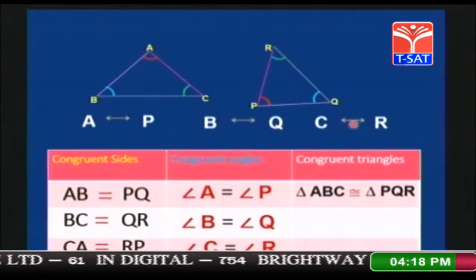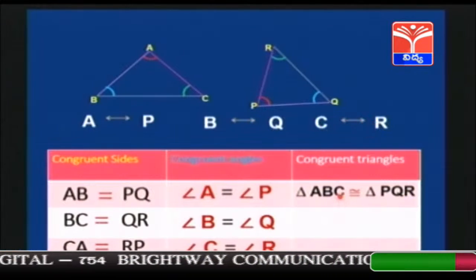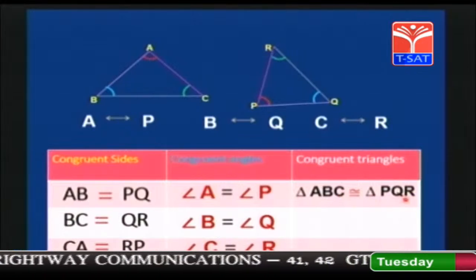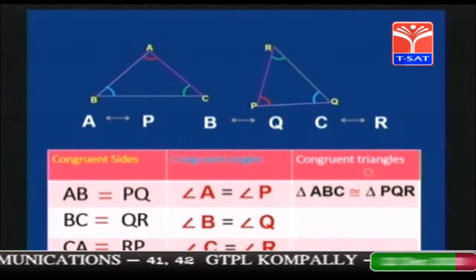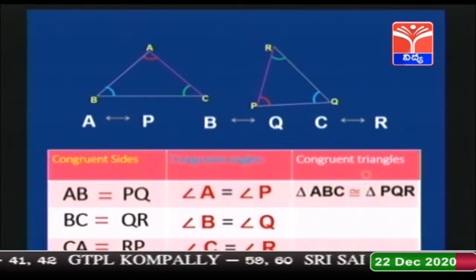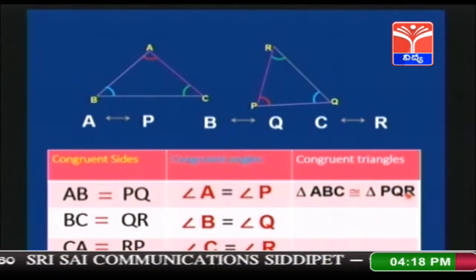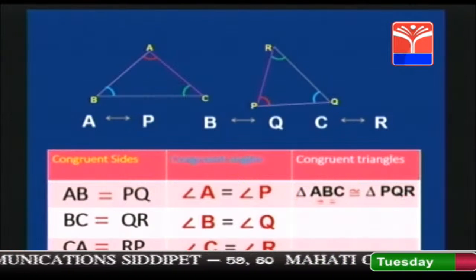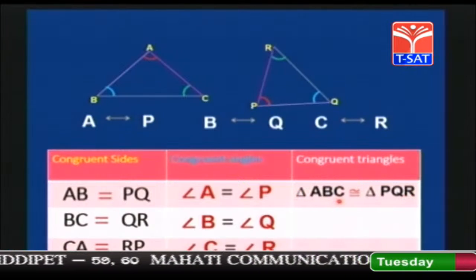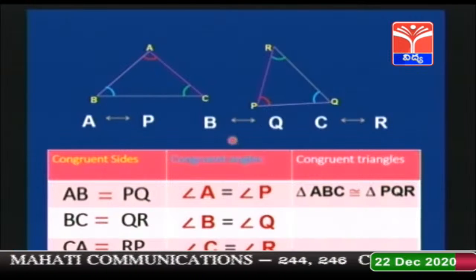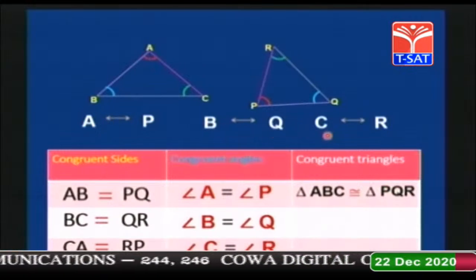And next, C corresponds to R, meaning here the third letter is C and here the third letter is R, because there is a one-to-one correspondence between the vertices. So we have to follow the order while writing the second triangle. We can write the first triangle in any order, but it affects the second triangle because there is a one-to-one correspondence between the vertices.